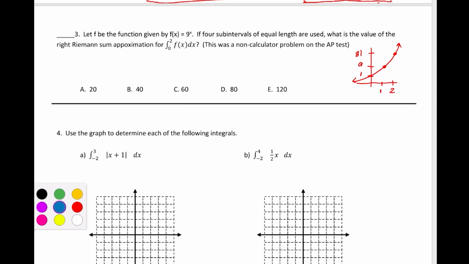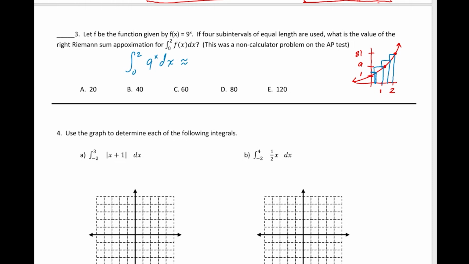And which one are we using? Oh yeah, the right Riemann sum. So we're going to use this rectangle. Here's one. Here's the next one. Here's the third one and the fourth one. This is just a rough sketch, but we're going to have 4. So we're going to say the integral from 0 to 2 of 9 to the x dx is approximately equal to the sum of these 4 rectangles.